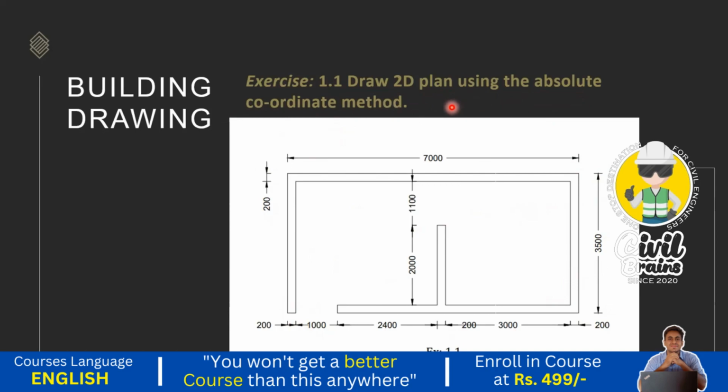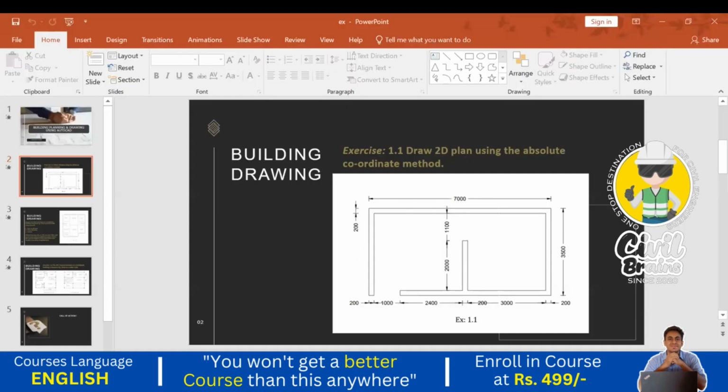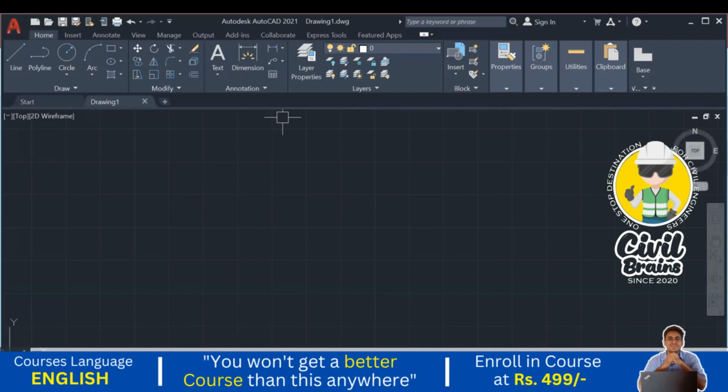Okay, we have seen the absolute coordinate method, and we also see how to do it by using the tools. The dimensions are given, everything is given here. We only need to go to AutoCAD and draw it. I'll go to the AutoCAD software and let's see how to draw that.